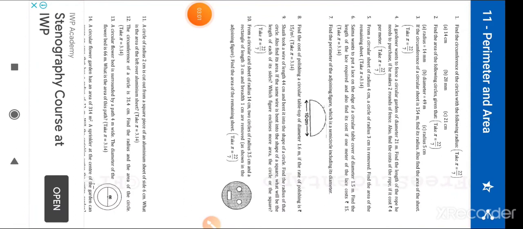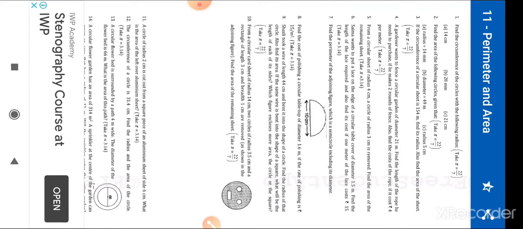Sixth question is, Saima wants to put a lace on the edge of a circular table cover of diameter 1.5 meter. Find the length of the lace required and also find its cost. If 1 meter of the lace costs rupees 15, take pi is equal to 3.14. As mentioned in the question, diameter of the table cover is 1.5 meter. From here we can calculate value of the radius and it is 1.5 meter by 2.